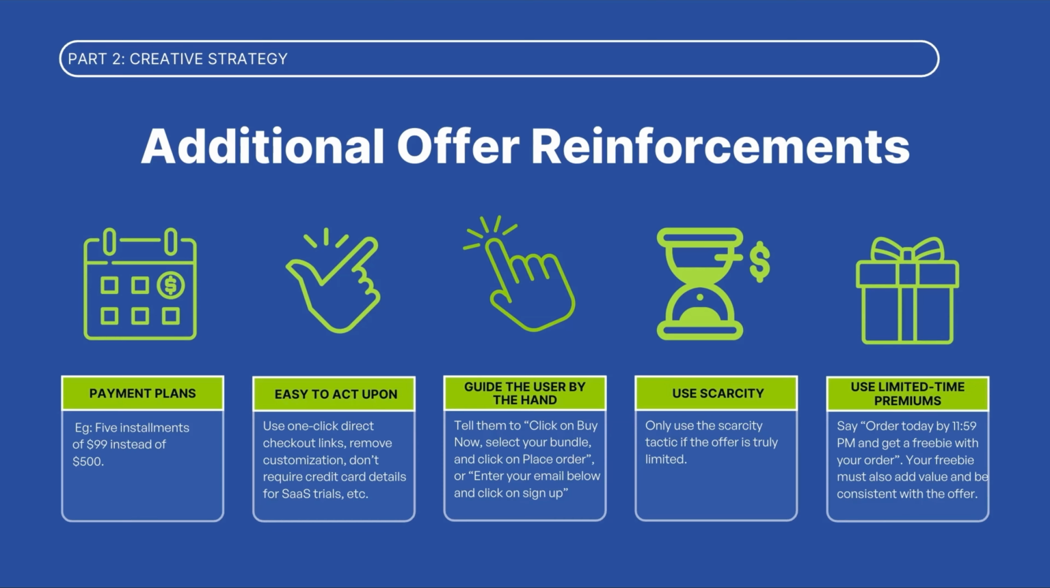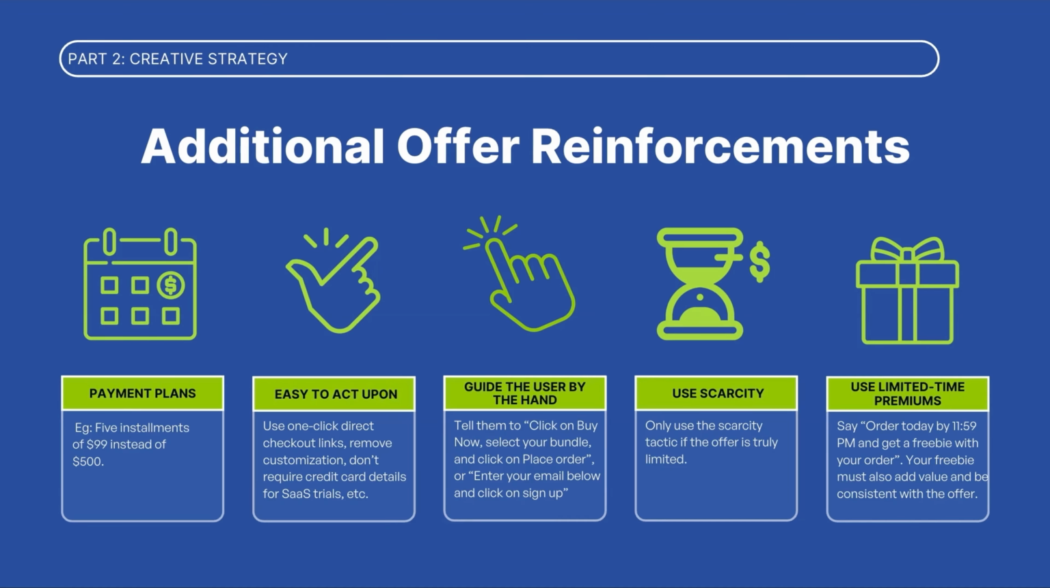Here are some additional offer reinforcements. Offer payment plans, 5 installments of $99 instead of $500. Make them easy to act upon. Use one-click direct checkout links. Remove customization. Don't require credit card details for SaaS trials, etc. Guide the user by the hand. Tell them to click on Buy Now, select the bundle, and click on Place Order. Or enter your email below and click on Sign Up. You get the idea. Leave no guessing in the conversion process.